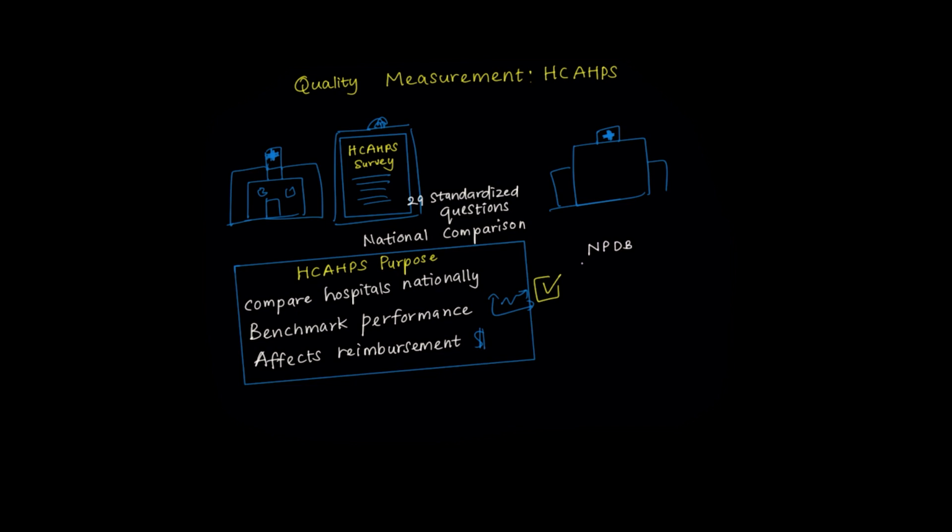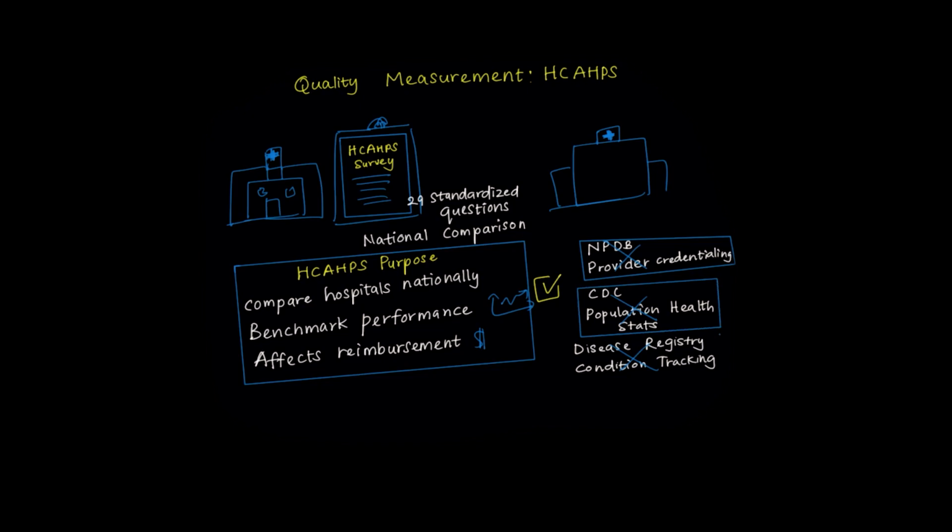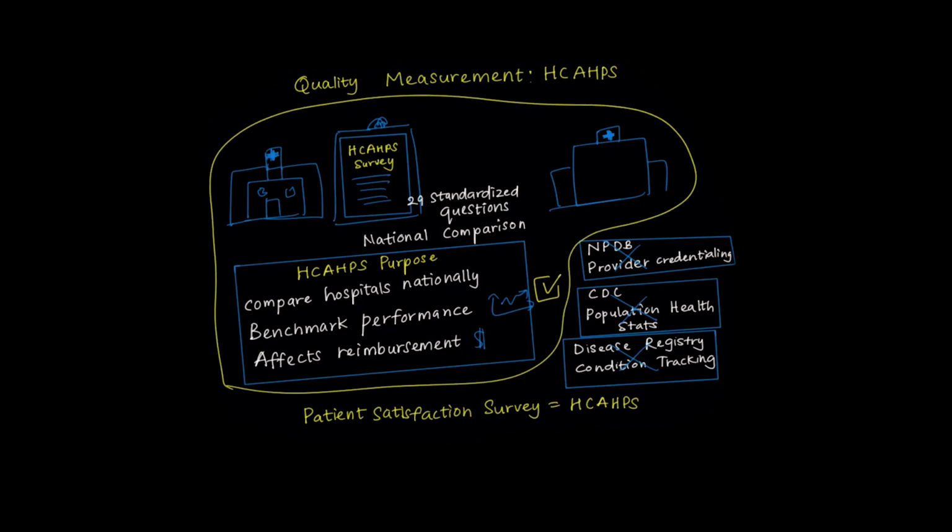NPDB is the National Practitioner Data Bank for credentialing information about individual providers, not patient satisfaction. CDC collects population health statistics like disease surveillance, not patient satisfaction surveys. Disease registries track specific conditions for public health reporting, not patient experience. HCAHPS is specifically designed to measure and compare patient satisfaction across hospitals for quality improvement and payment purposes.